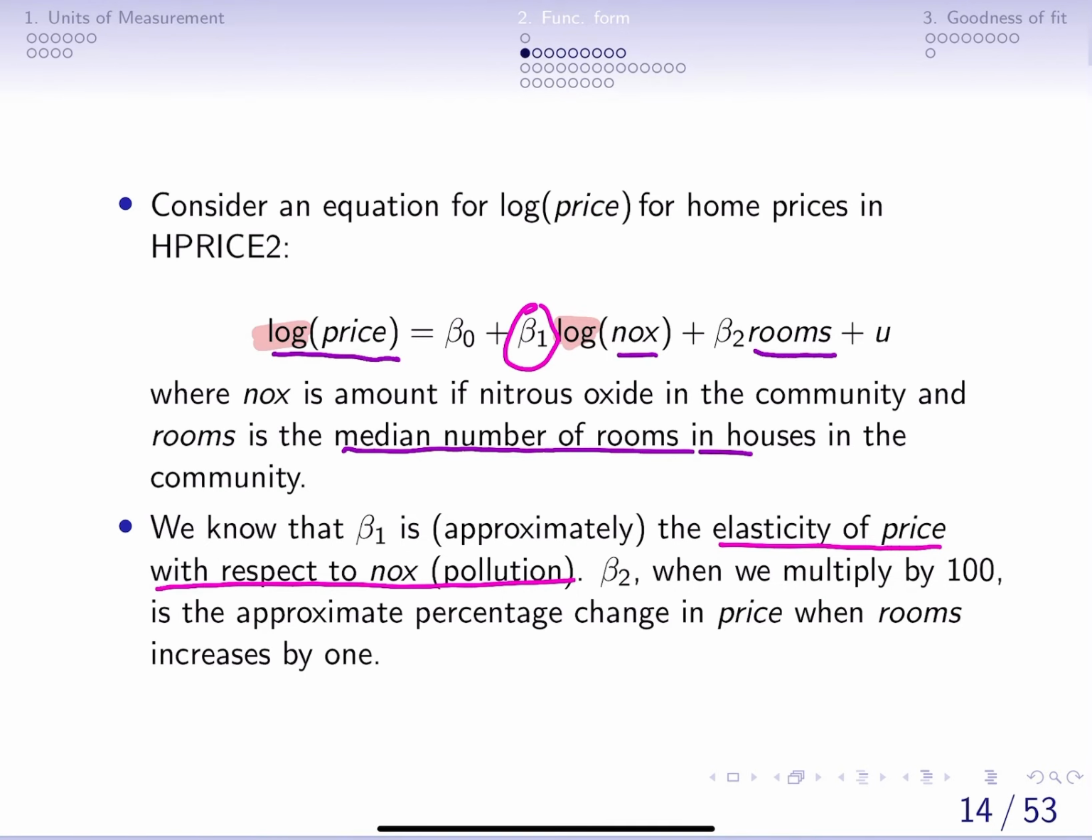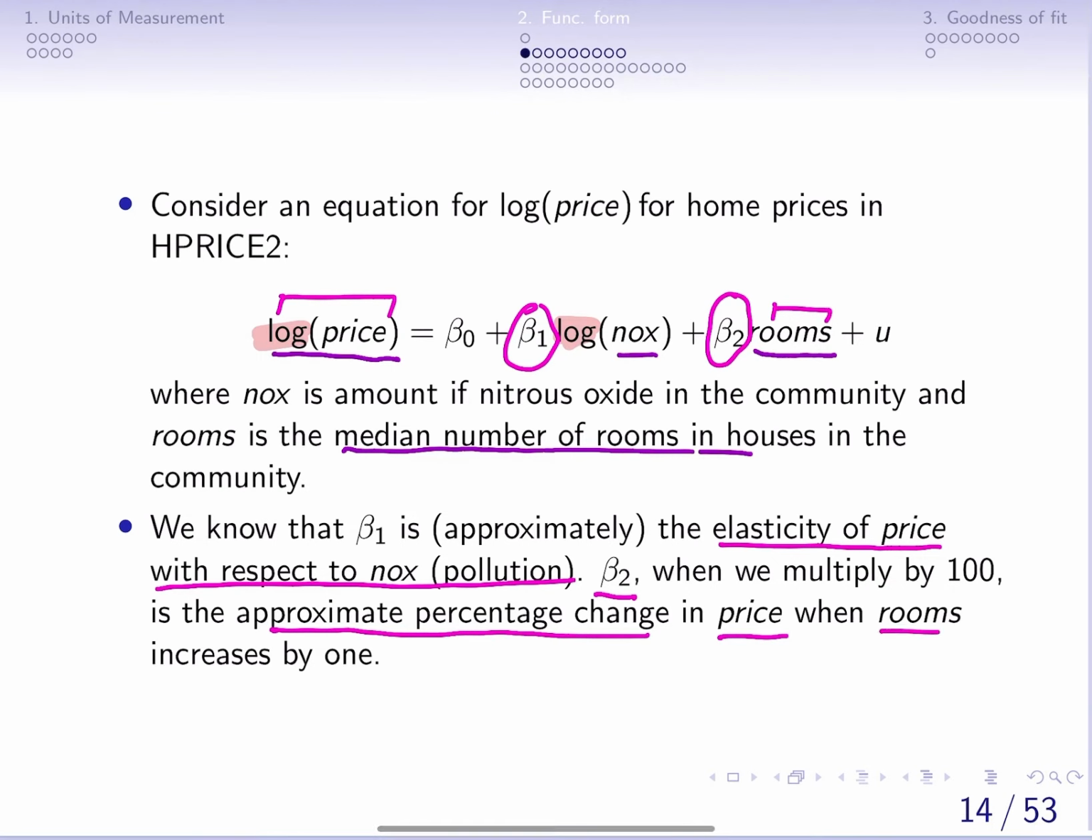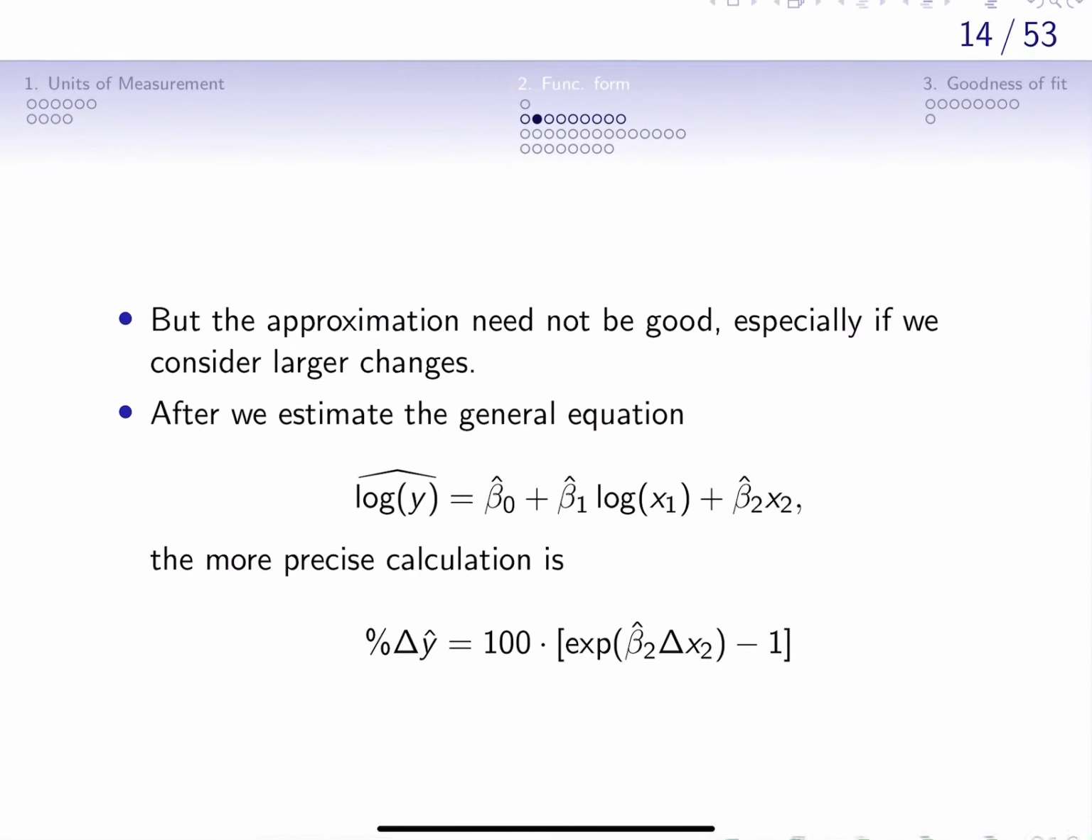However, when we think about beta 2, notice y is measured in logs, but this x is not. So when we are interpreting beta 2, we are saying that this is the approximate percentage change in home prices when rooms increases by 1. Okay, so this is something you want to keep in mind.